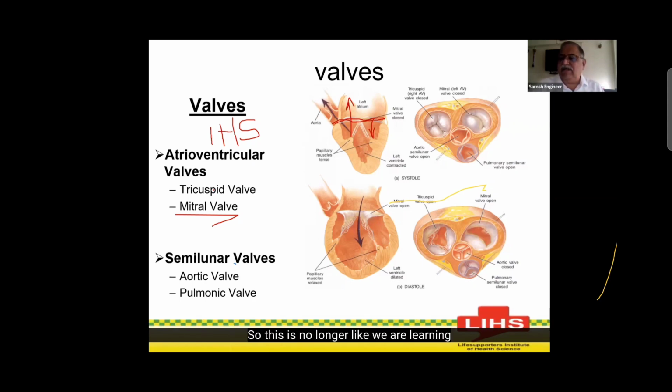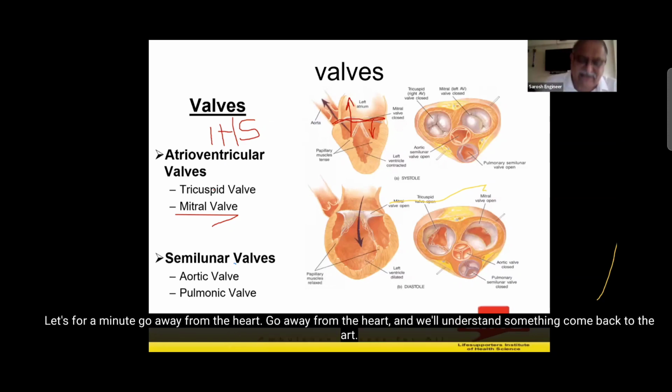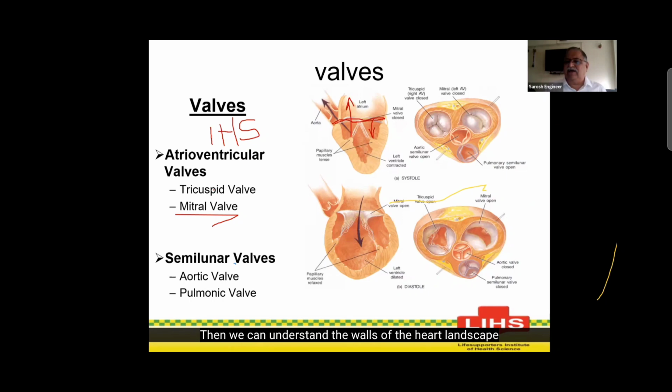So this is no longer like we are just learning contraction and expansion, this movement. We are understanding now why this is happening. And if you understand why this is happening, then we can understand. Let's, for a minute, go away from the heart. Go away from the heart, and we'll understand something, come back to the heart. Then we can understand the walls of the heart.